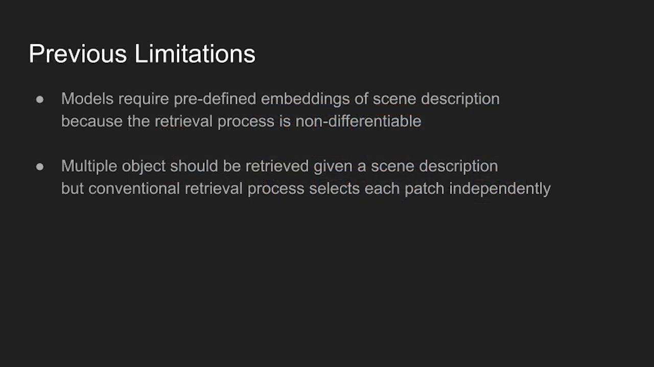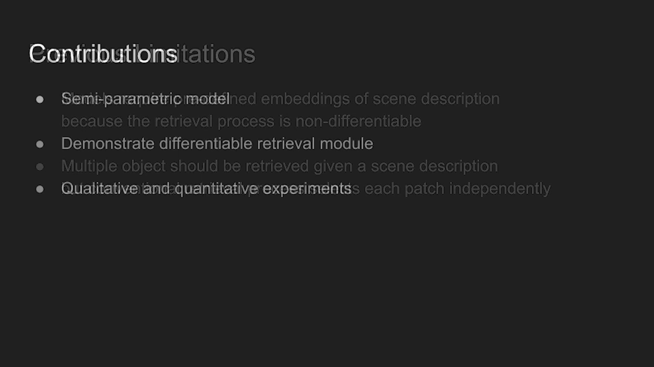The previous limitations of the scene generation process from scene descriptions are as follows. Existing models require predefined embeddings of scene descriptions, and it was not possible to differentiate the retrieval process. Also, multiple objects should be retrieved given a scene description, but the conventional retrieval process selects each image patch independently, resulting in a weak relationship between retrieved objects.